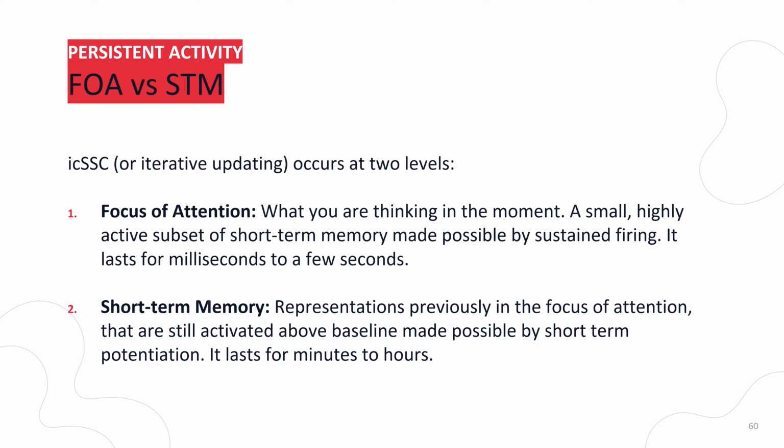So, ICSSC, or iterative updating, occurs at two levels. One, the focus of attention, which is what you're thinking in the moment. It's a small, highly active subset of short-term memory made possible by sustained firing. It lasts from milliseconds to a few seconds. And two, short-term memory. These are representations previously in the focus of attention that are still activated above baseline, and they're made possible by short-term potentiation. This lasts for minutes to hours.